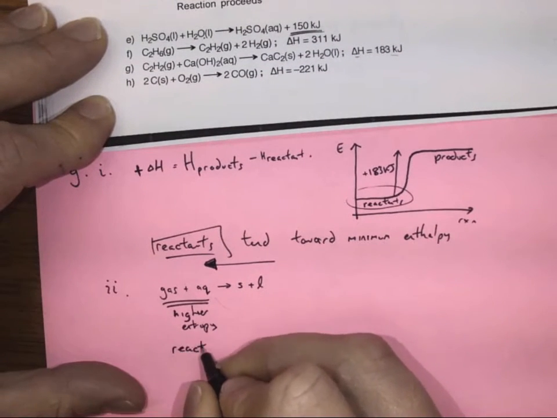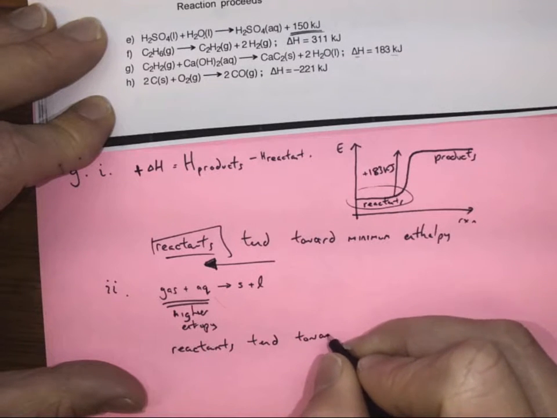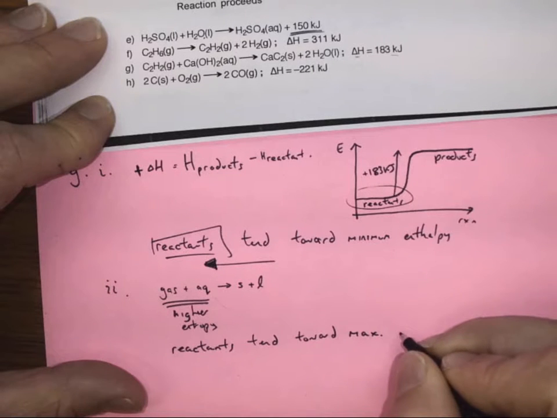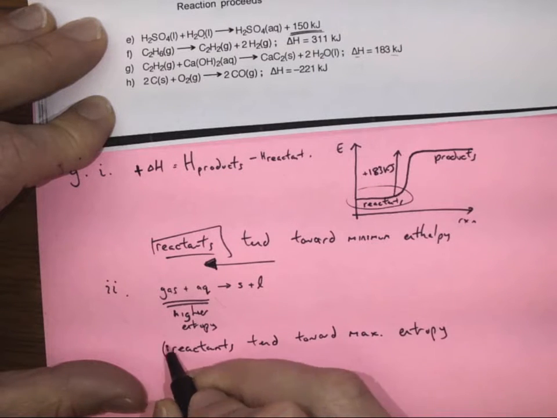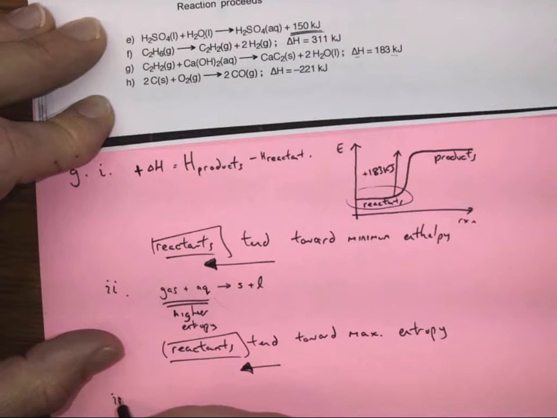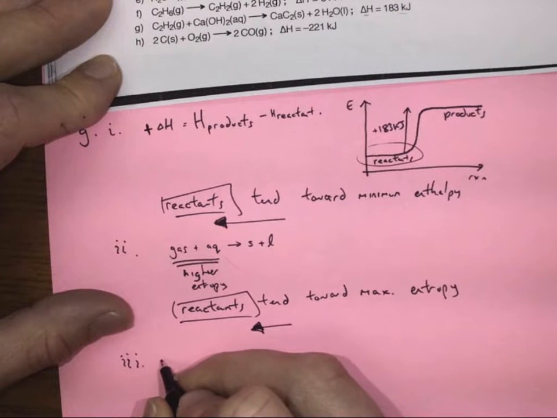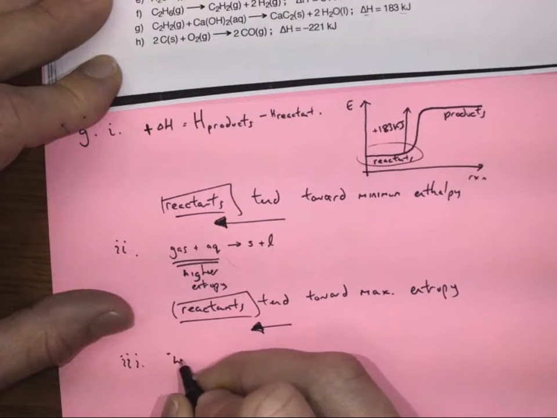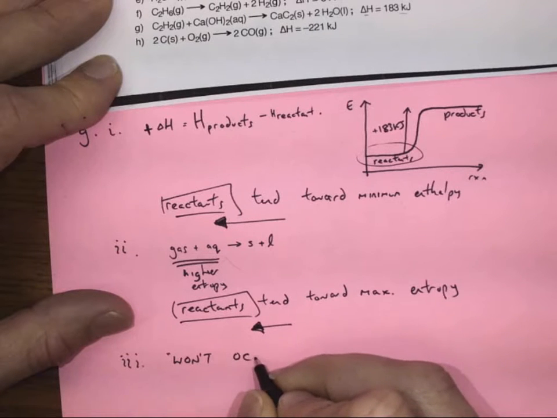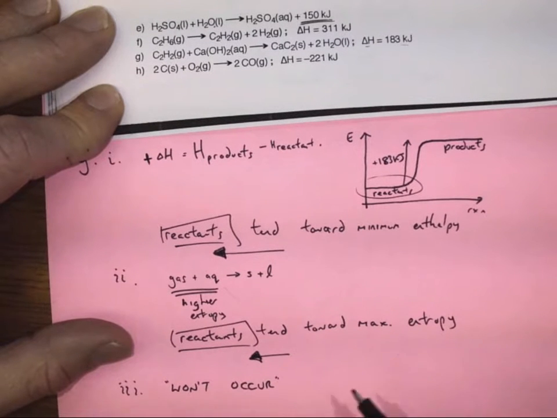So our reactants tend toward a maximum entropy. So again, we're pushing to the left. And so that means that our system does not occur. It won't occur. This reaction does not proceed. And it doesn't proceed because there are two different fundamental governing forces of reactions that both keep the reaction at bay.